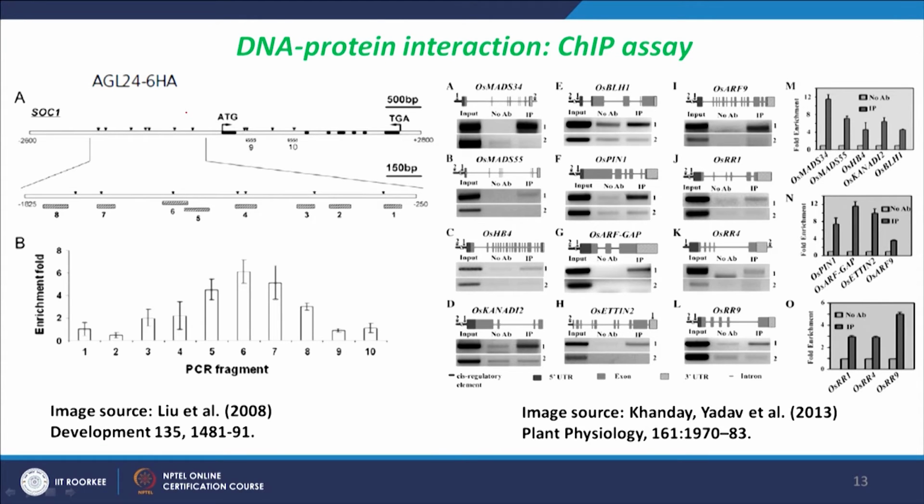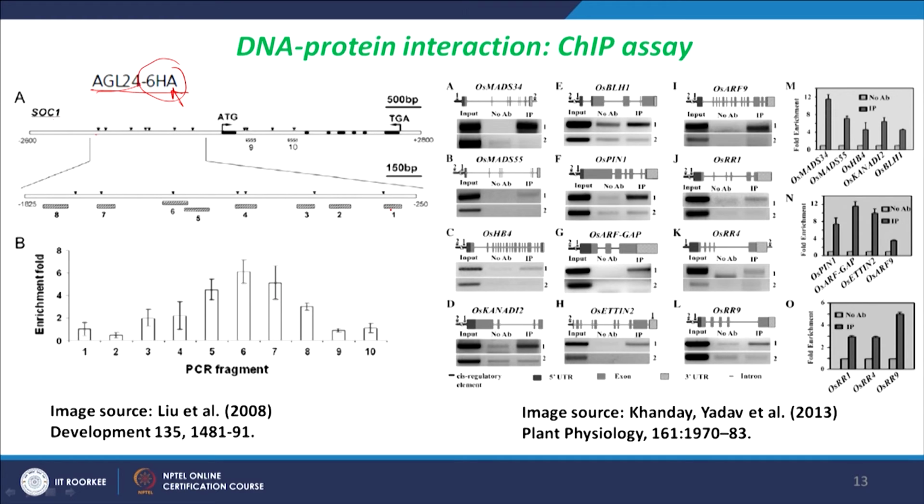For example, these are the putative binding sites of AGL24, which is a MADS domain transcription factor, tagged with a 6HA tag. You can do chromatin immunoprecipitation using an antibody against HA, and find the fragments, and you want to see whether AGL24 is binding to the SOC1 promoter or not. These are the putative binding sites for AGL24 in the SOC1 promoter, and then you check by simple genomic DNA PCR for the different regions.